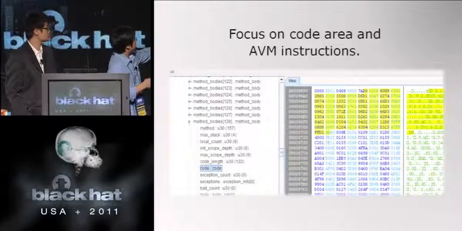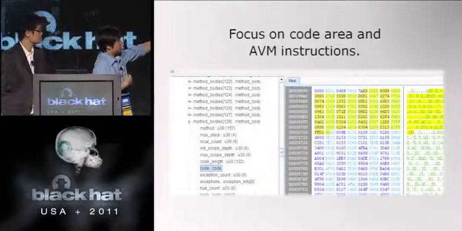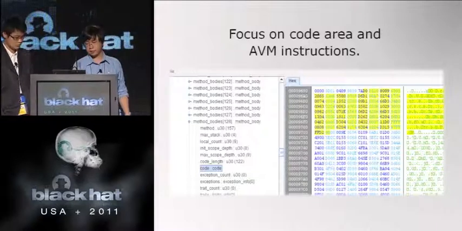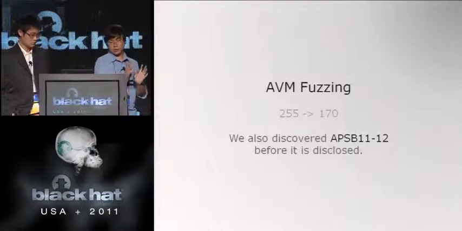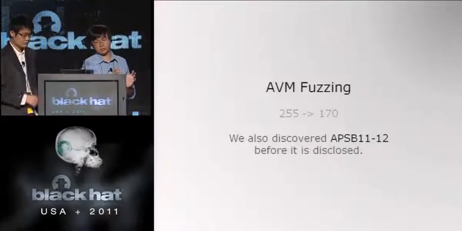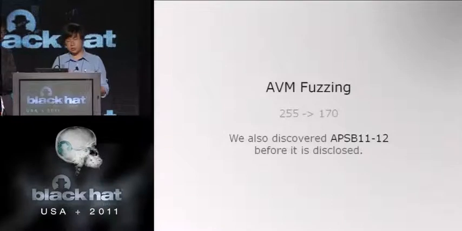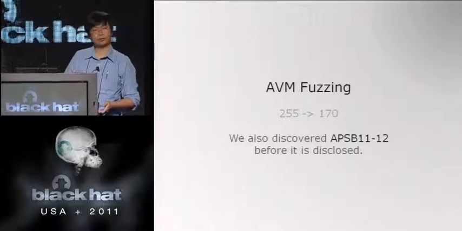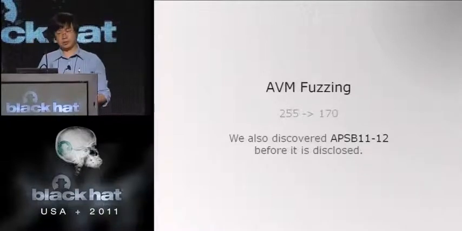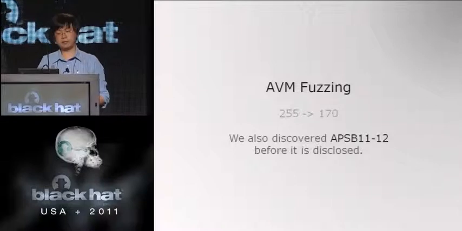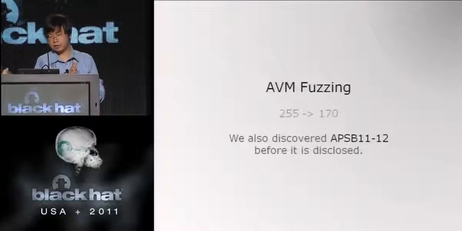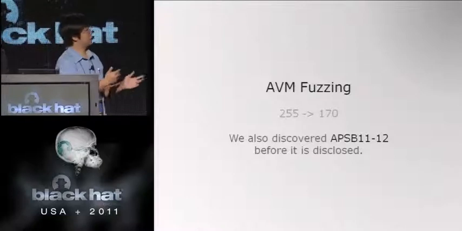As you can see, this is the structure of the Flash file, and we only focus on the code area. And not only the code area, we only focus on the AVM instructions. There are only around 170 AVM instructions, so we don't need to try 255 values. It reduced the testing range and saved a lot of time. We also discovered the vulnerability APSB11-12 with our fuzzing technique before it was disclosed.